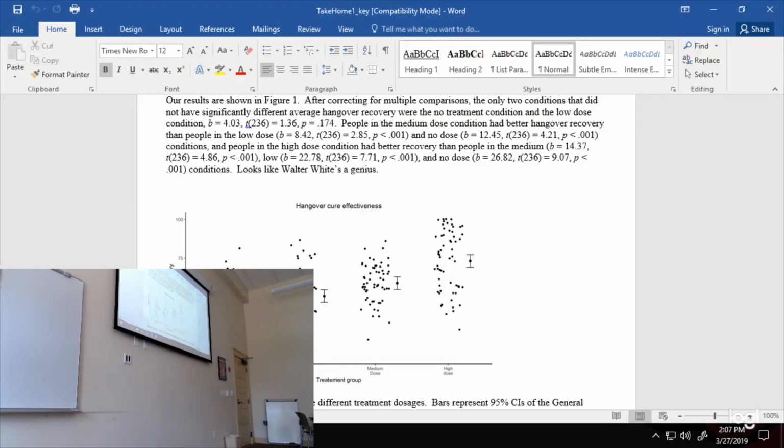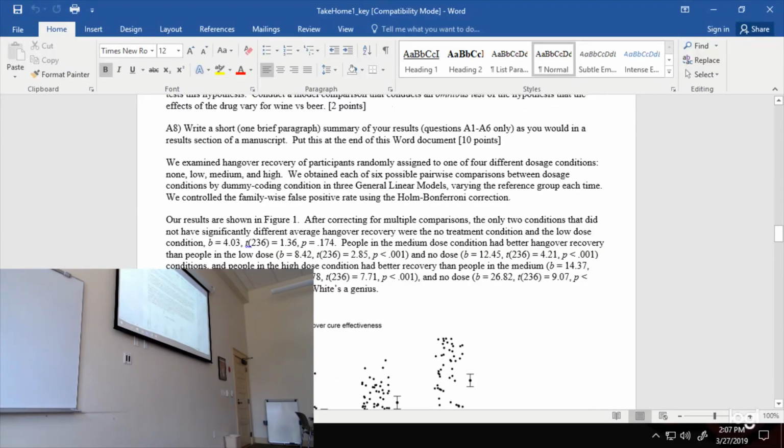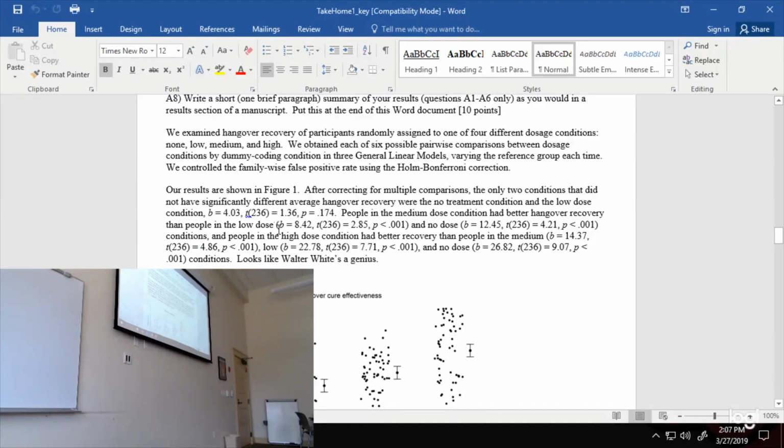An issue that came up with the write-up of this section was just not describing the multiple comparisons issue. I can't say right now if multiple comparisons are going to come up later in the semester. I guess they could, because a lot of the stuff is cumulative. But although many of you noticed that there was a multiple comparisons issue in this problem, a lot of you didn't describe it in the write-up. So make sure you do that.